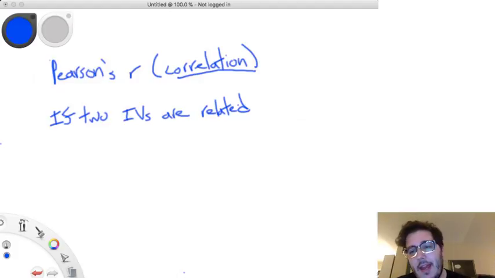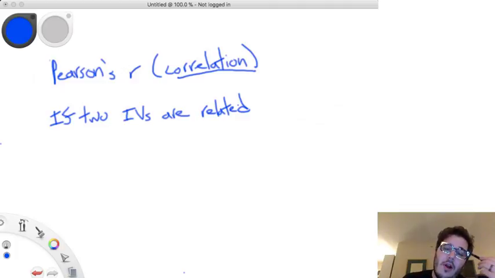Victoria, yes, I can. I can do those after this. So Pearson's R, and this will be a little bit of what you're asking for. You want to use Pearson's R when you want to see if two IVs are related. So something like, is height and weight related?